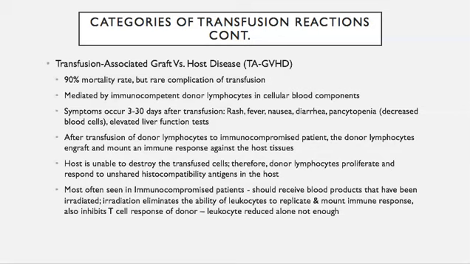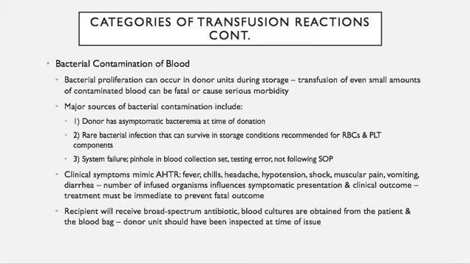So because of that, any immunocompromised patient should receive blood products that have been irradiated. So irradiation eliminates the ability of leukocytes to replicate and mount that immune response. It also inhibits T cell response of the donor. So leukocyte reduced for these types of patients is not enough. And anytime you're working in, like, an oncology clinic or working with cancer patients, you're almost always going to use irradiated blood for those patients.